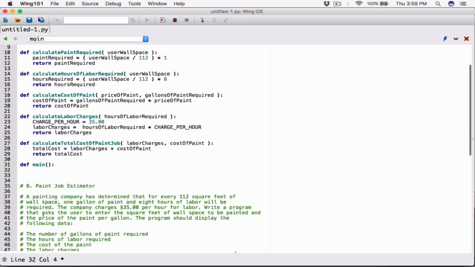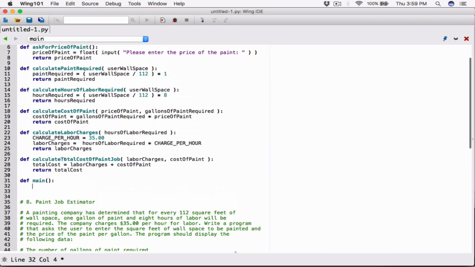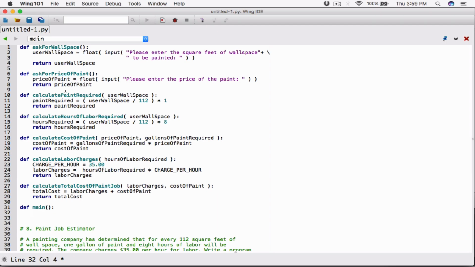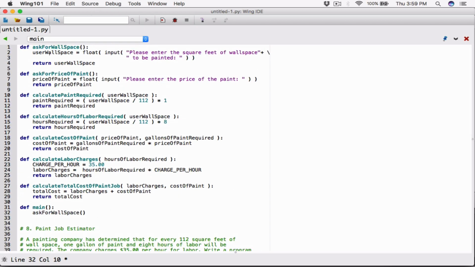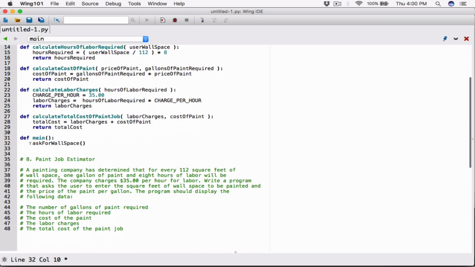So the first thing we want to do is write a program to ask for the wall space and then apply the paint, right? So let's go ahead and call this function to ask for the wall space. I'm going to call this ask for wall space here. And we know that this function is going to return the user wall space. When it's returning it, I need a place to store it. I'm going to define a variable and call it user wall space, which is going to be stored in here, right?